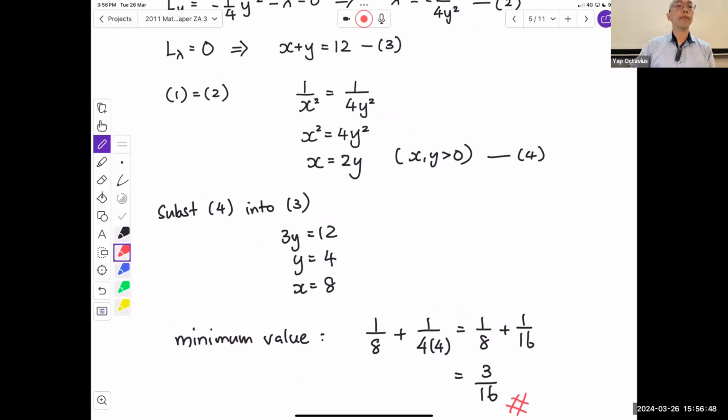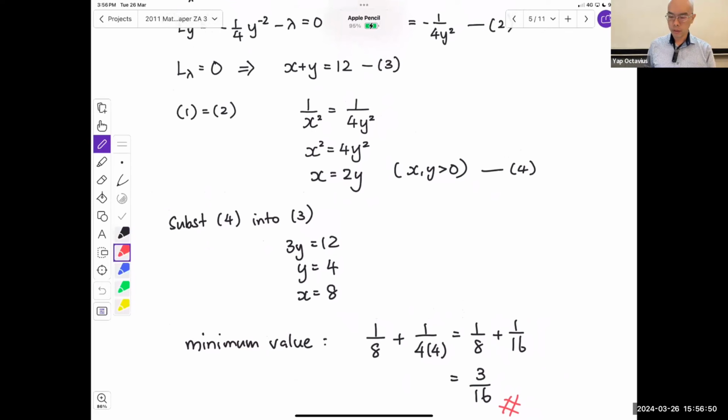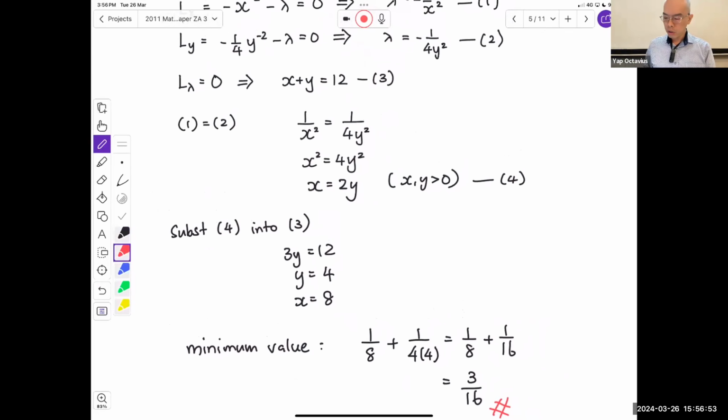Can? So this is a standard Lagrange multiplier question, constrained optimization. So you get a constraint, and then you need to find what is the optimal value. Any question with this? Any question? All good? Okay, so I must know how to do this, because this kind of question will appear in different patterns, in different ways.